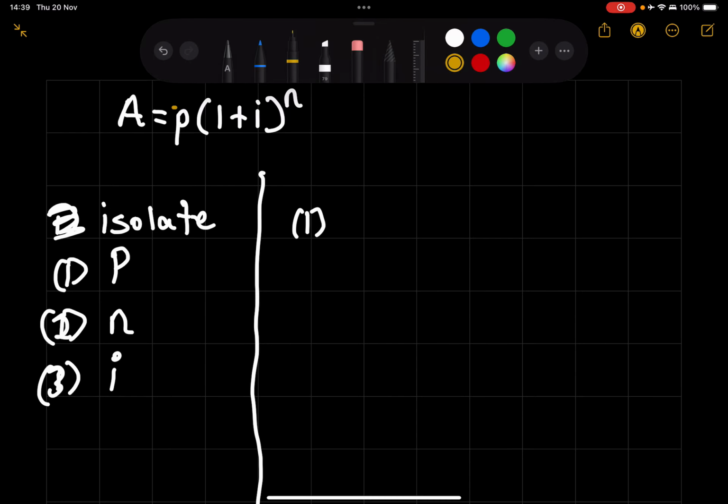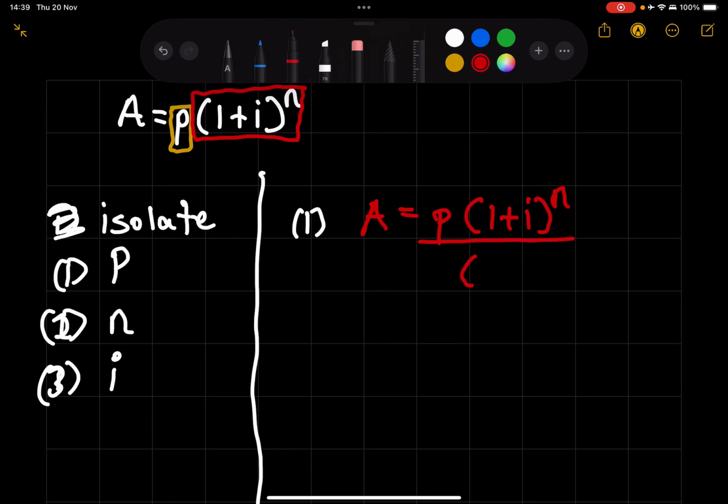we can see that P is this one here, which we want to make the subject, and is being multiplied by this bracket. So to isolate P, it's very easy. The inverse operation of multiplication is division. So I'm going to firstly write the formula, which is A equals P(1 plus i)^n. And then to remove that bracket that multiplies the P, we remove it by the inverse operation of multiply, which is divide. So we divide both sides by (1 plus i)^n.